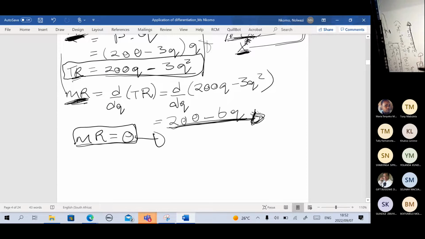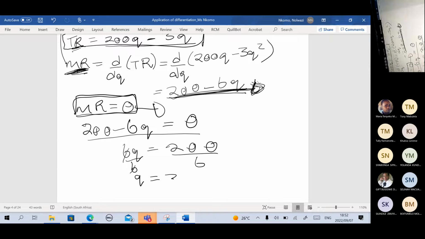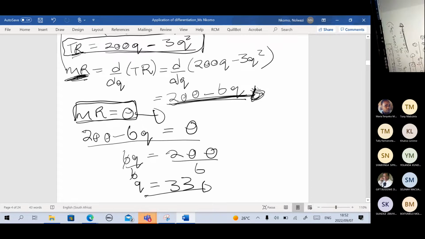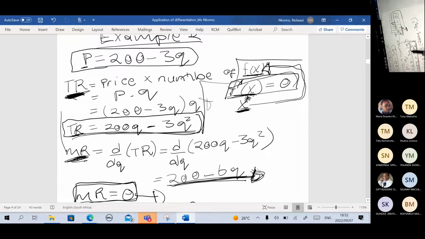So we equate the marginal revenue to 0, and this is our marginal revenue. If we equate that to 0, we'll have 200 minus 6Q is equal to 0. This means we have to solve for Q here. If we solve for Q, we'll have 6Q is equal to 200. We want Q only, not 6Q. So we have to divide by 6 on both sides. That means we have Q is equal to 33, right? And this means Q equal to 33 is the turning point for our total revenue, right?